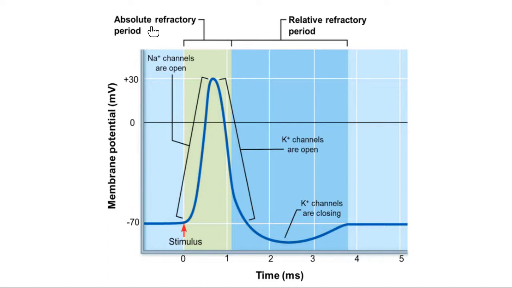Something I want you to make sure that you write down in your notes about the absolute refractory period. The absolute refractory period is an issue with our voltage-gated sodium channels. This is a problem with the voltage-gated sodium channels. Voltage-gated sodium channels, their job was to depolarize the membrane. Their job was to get a neuron all the way up to positive 30.